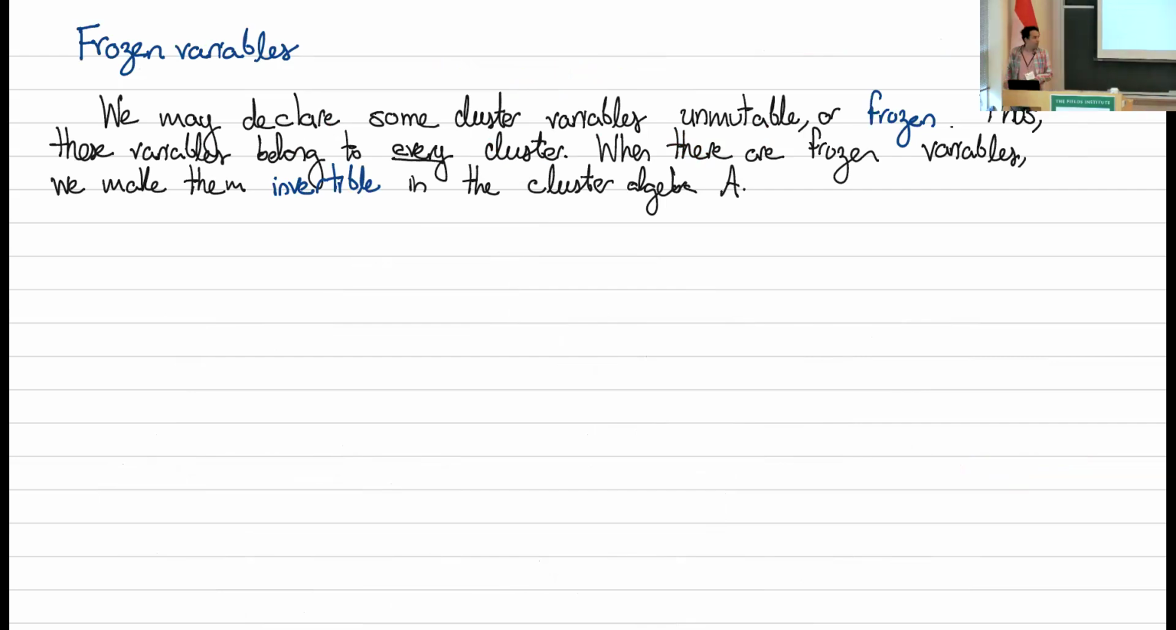Before I go there, I want to introduce frozen variables. It is convenient sometimes to have a cluster and forbid to mutate at some variables. Those are called frozen variables. You are not allowed to mutate at those. By convention, different people have different conventions, but I will make frozen variables invertible in the cluster algebra. That's nicer for geometry.